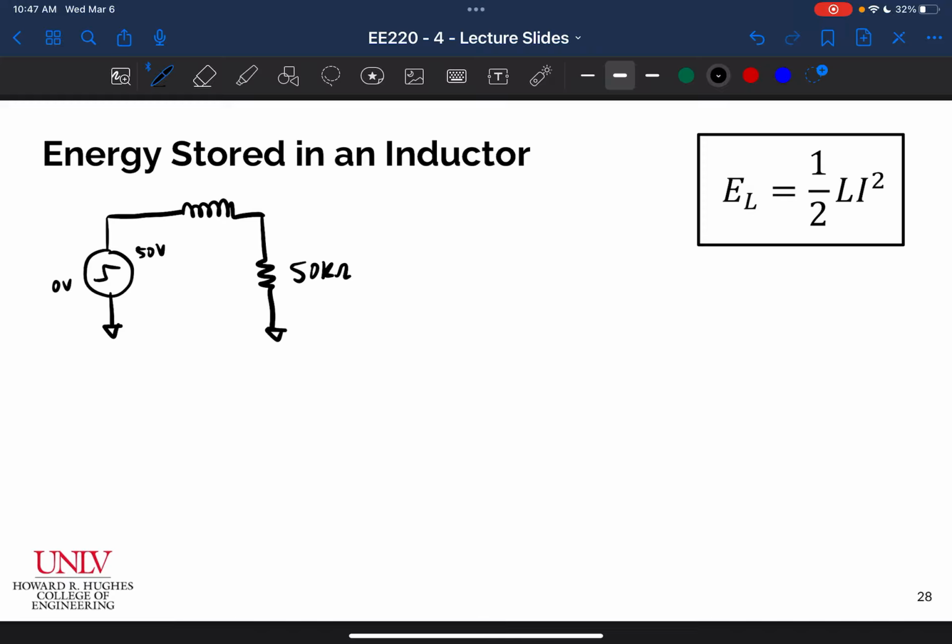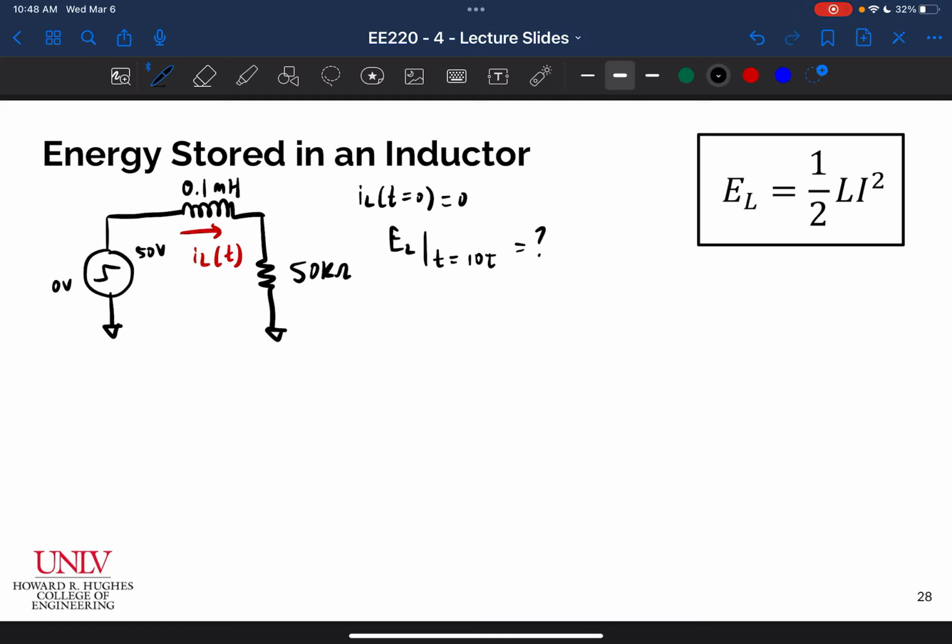ohms, and let's say that my inductor is a 0.1 millihenry inductor, okay? And what I want to know is, so initially let's say IL of t equals 0 is 0, and this is obviously IL of t. And I want to know what is the energy stored in the inductor evaluated at t equals, let's say, around 10 tau, again, like we did last time.